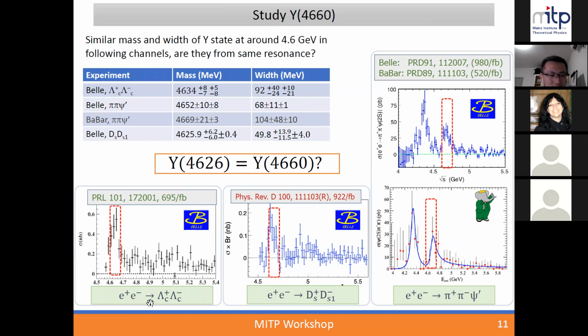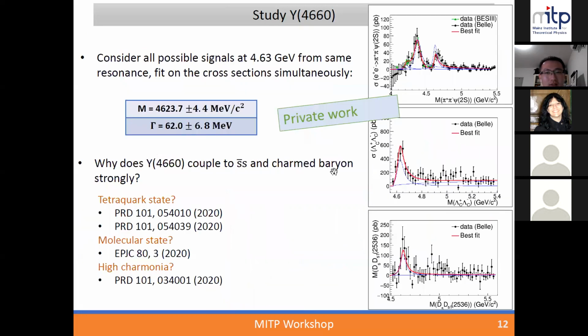The bottom left plot is for the process Lambda_c pi. The middle plot is the DS1. The right two plots are from Belle and Belle II, for the processes e+e- to pi+ pi- psi(2S).